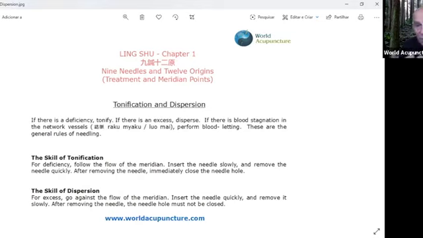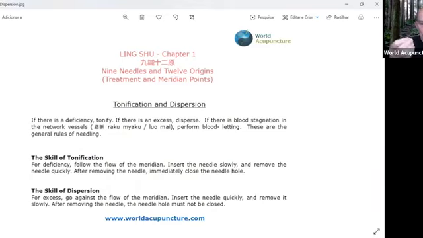So for the leg meridians, we're needling up the leg towards the trunk of the body, and for the yin meridians on the arm, we're looking to needle in the direction of the extremity, from the trunk out towards the extremity. So that's a fundamental strategy. That's one of the strategies.